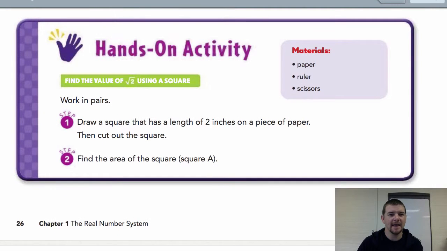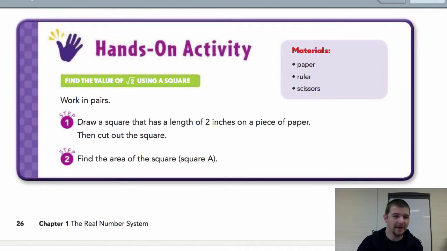So I'd like you to try this hands-on activity. You'll need paper, a ruler, and scissors. Take a moment to get those things now. You'll also need a partner. Find a partner. Someone sitting near to you is a good idea.